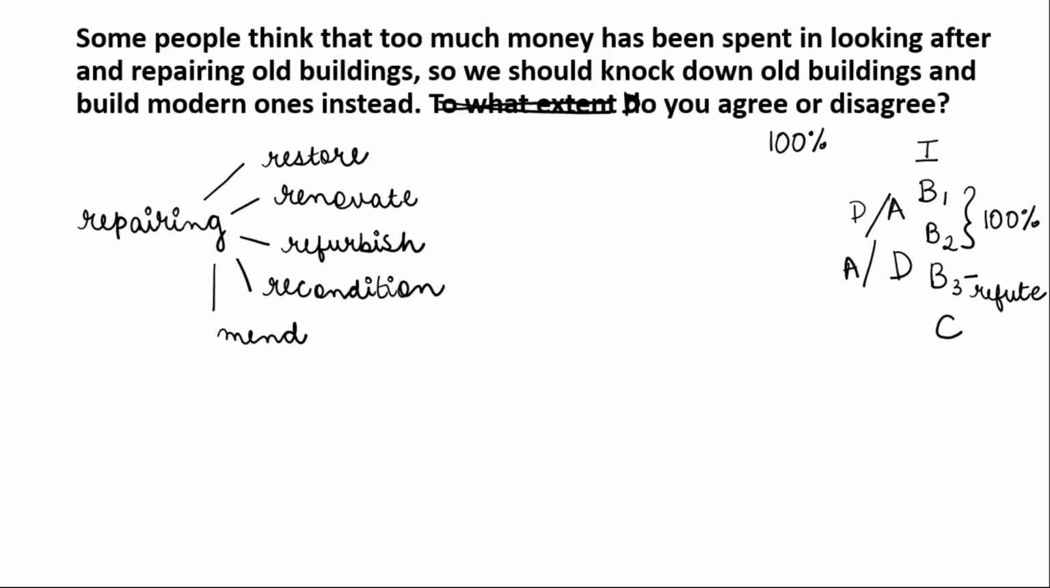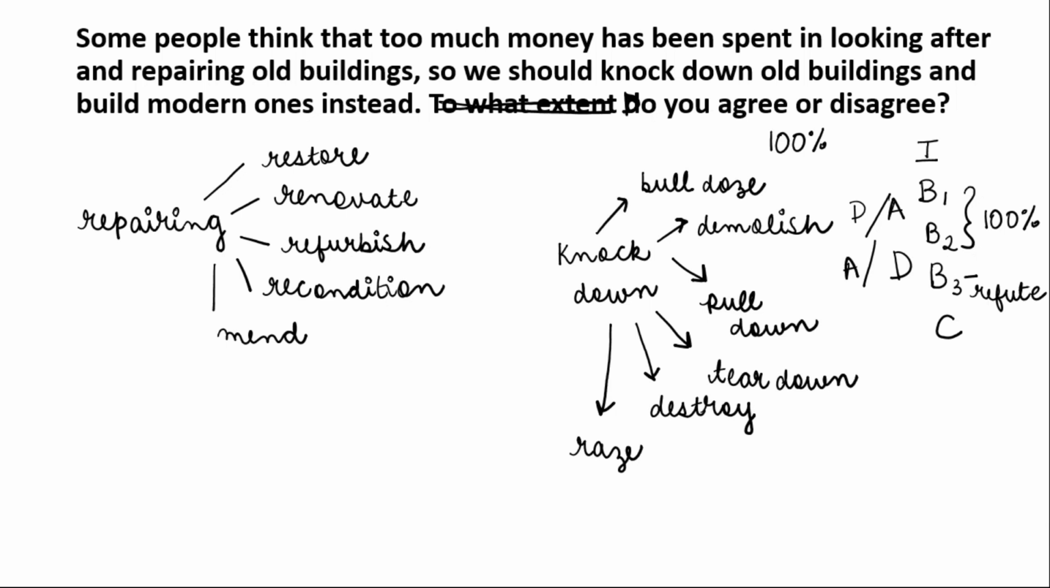The next word that we will write the synonym of is knock down. Instead of knock down, we can write bulldoze it, demolish it, pull down the building, tear down the building, destroy it, or raze it. Raze it means completely destroy it. And instead of old building, we can write ancient building.